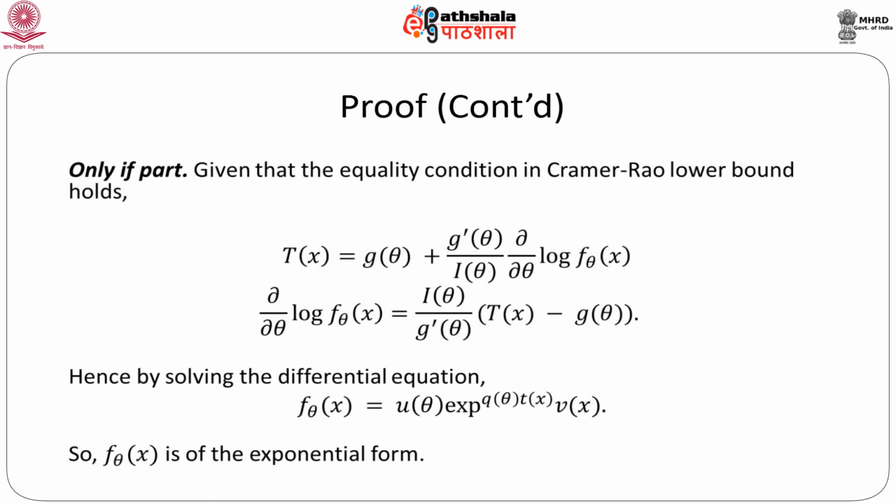Now we consider the only if part of the result. Given that the equality condition in the Cramér-Rao lower bound holds, we have T(x) = g(θ) + g′(θ)/I(θ) · ∂/∂θ log f_θ(x). Differentiating both sides after taking logarithm, which implies ∂/∂θ log f_θ(x) = I(θ)/g′(θ) · (T(x) − g(θ)). Hence, by solving the differential equation, we get f_θ(x) = u(θ) e^{q(θ)T(x)} v(x). So, f_θ(x) is of the exponential form.